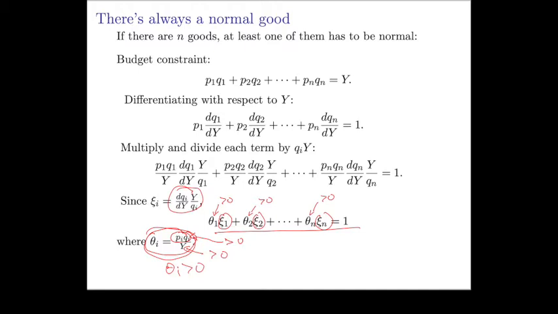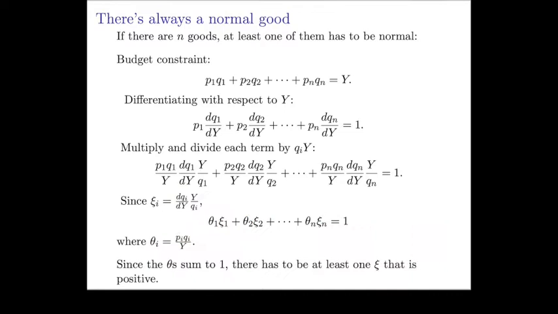Is it possible that these could all be negative? Suppose they were all negative. Then there's no way they could sum to 1, which is a positive number. Which means that at least one of these has to be positive. Therefore, there's at least one good among the n goods. There could be many, they could be all of them, but at least one of them has to have a positive income elasticity. So that's a mathematical proof that no matter how many goods you have, at least one of them has to have positive income elasticity.